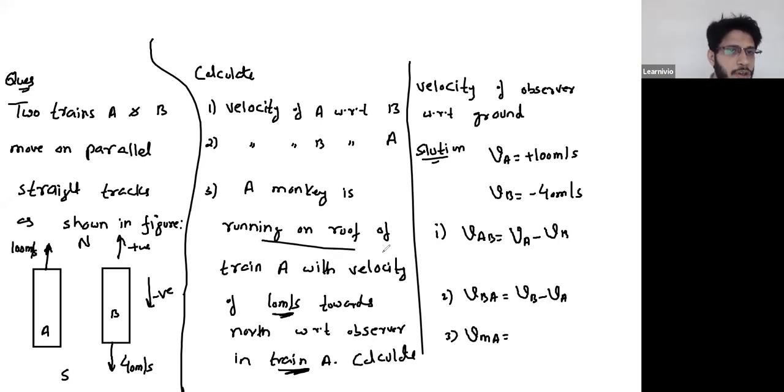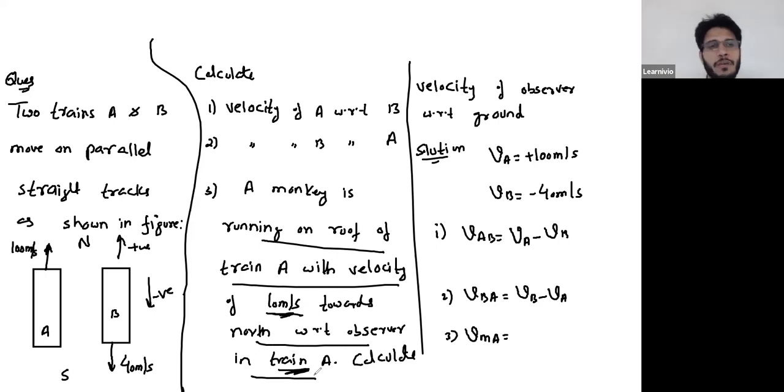It's a monkey which is running on top of train A with a velocity of 10 meter per second with respect to an observer in train A. So the observer in train A will not observe the absolute velocity, will observe the relative velocity, which is plus 10 meter per second. That's VMA. VMA is plus 10 meter per second. So you are supposed to calculate VMA.